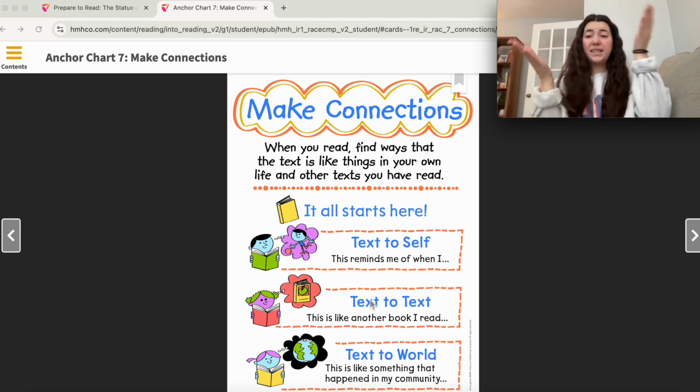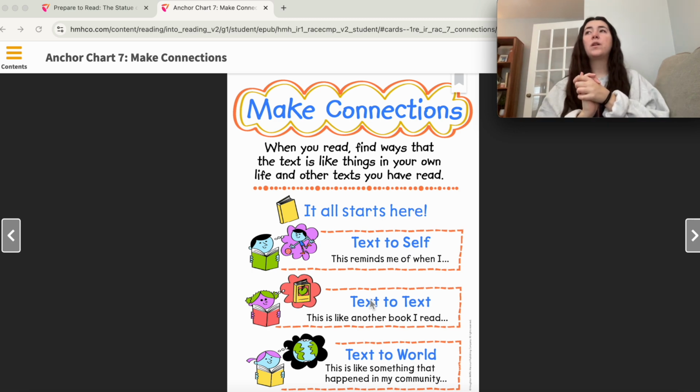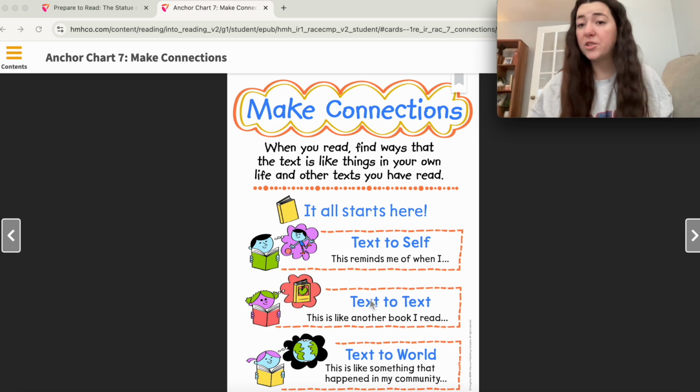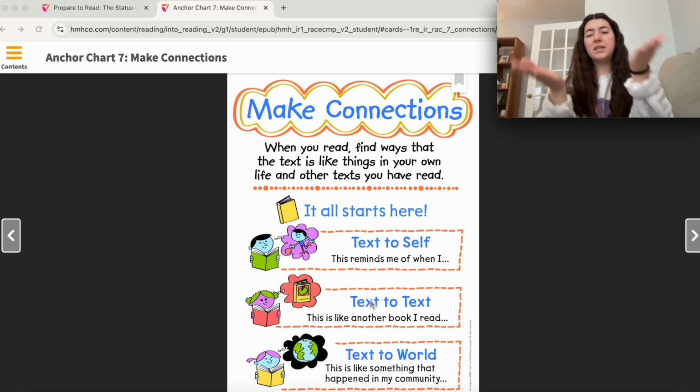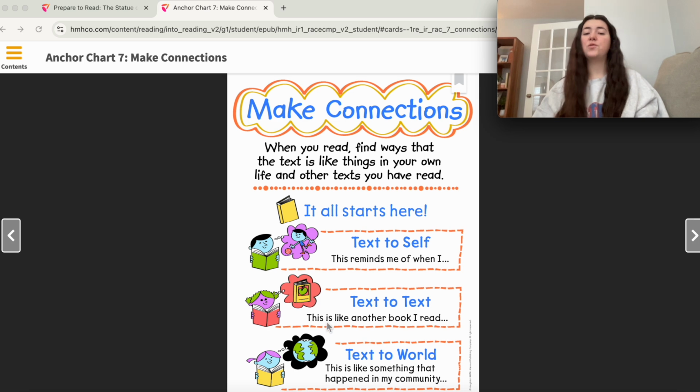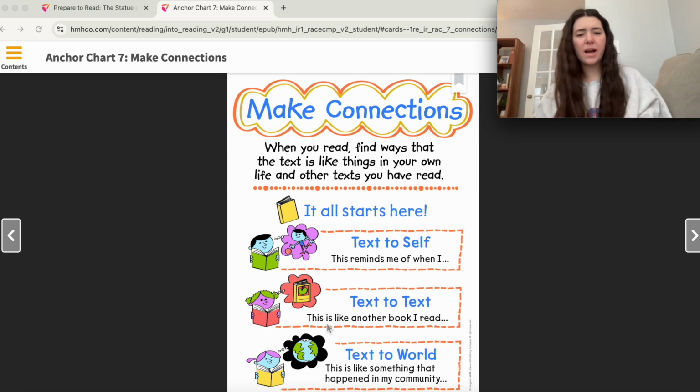There's also text to text. That means story to story. So when I read a story about outer space, it might remind me of Hedgie Blasts Off by Jan Brett. It might remind me of a different story that I've read. So you could say, this is like another book I read.